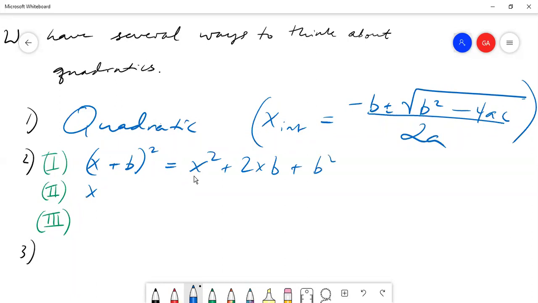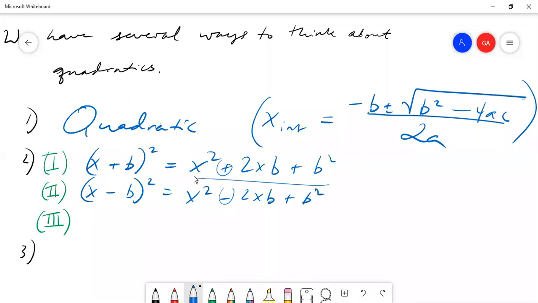And then there's also the same thing with just a minus sign. What's different about this? How does this look different from that? It's negative 2xb. Yes, exactly. So the only thing that changes is the sign.